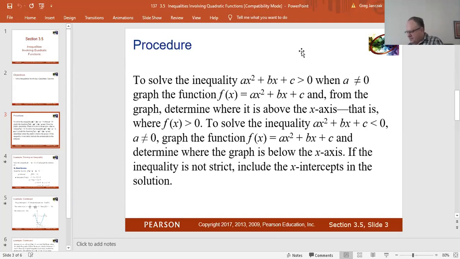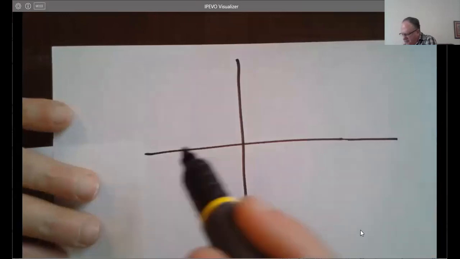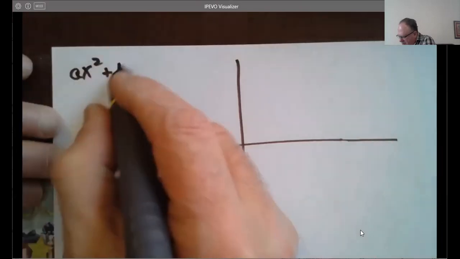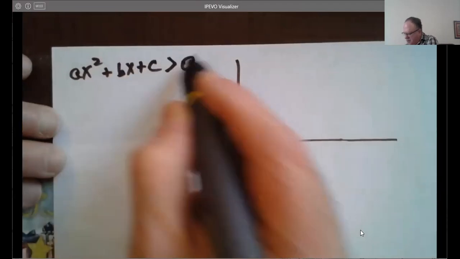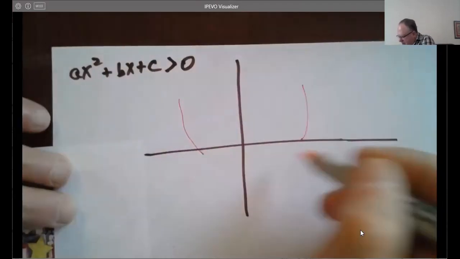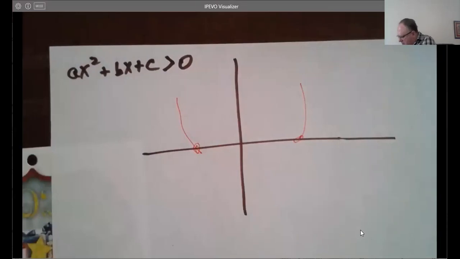For example, if we look at our board or our paper, here's our coordinate plane, and we want our parabola, ax squared plus bx plus c is greater than 0. Then we're looking at everything that's above, that's positive, or above the x-axis.